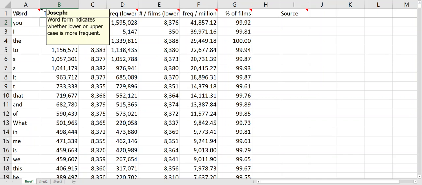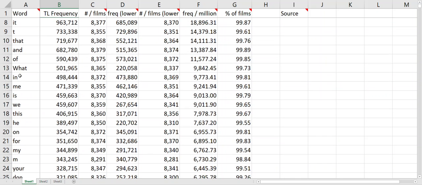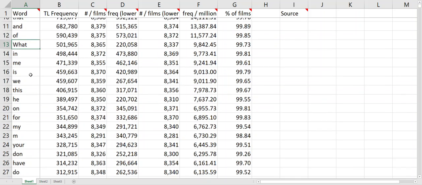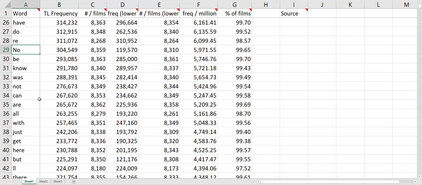If you look at the column over here, the word is shown in the form that it occurs most often. For example, what usually occurs at the beginning of a sentence, and so it is capitalized. So the form that you see in this column is the form which is most common. If it occurs most often in uppercase, it's going to show here as a capital W. You can see a few others like no. Those would very often be the beginning of something somebody says in the movie. They say no and then something else. So most of the time it occurs at the beginning of a sentence, and so it's capitalized.